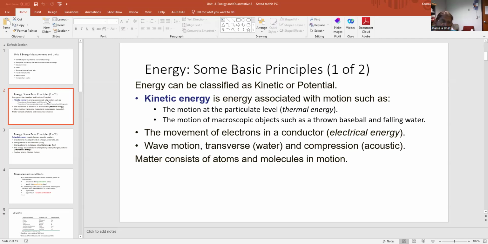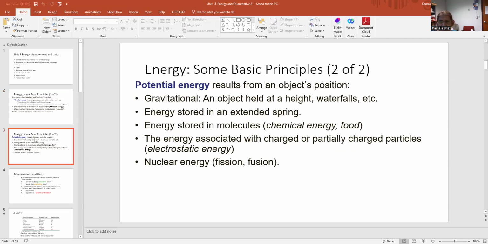The second form of energy is potential energy. It is a result of the storage of energy because of an object's position. First type is gravitational energy. If you hold an object high, then it possesses energy. Waterfalls are another type of stored energy, as is the energy stored in a water tank on a hilltop. The next is energy stored in an extended spring.